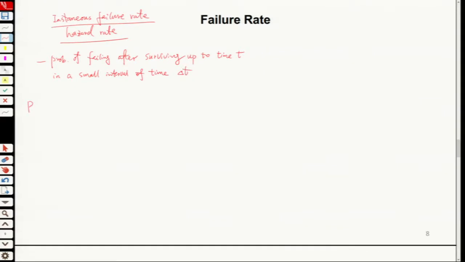So if we write it in probability terms, that is: fail in the next delta t, given survive to t. What is this? This is F(t2) minus F(t1), so F(t + delta t) minus F(t), divided by R(t). Why R(t)? Because this is a joint distribution.